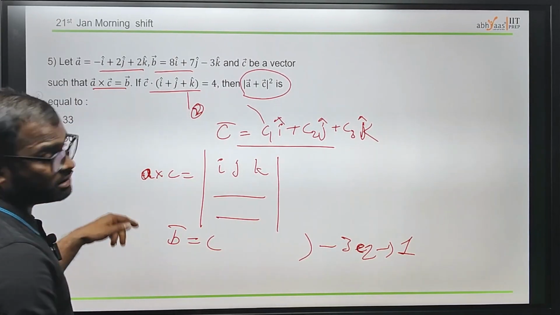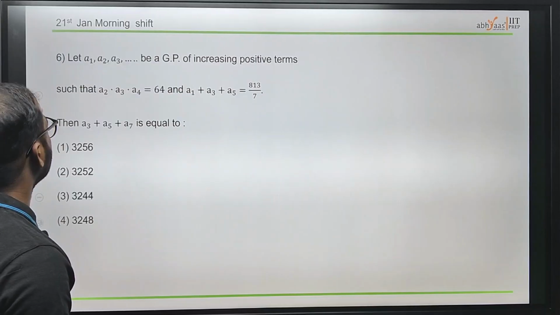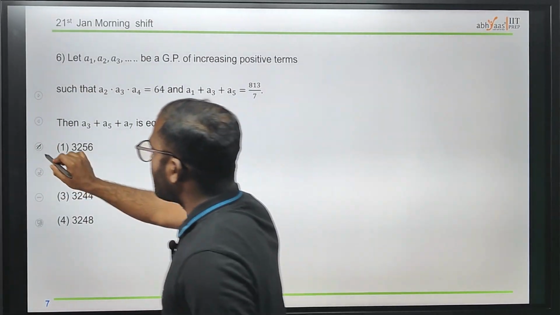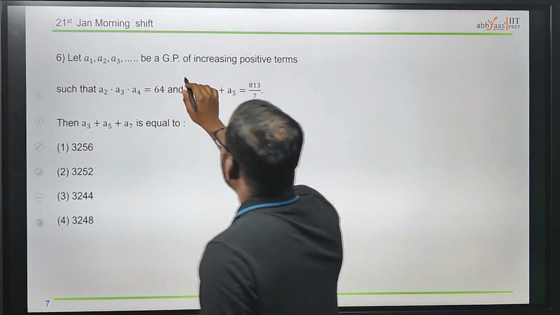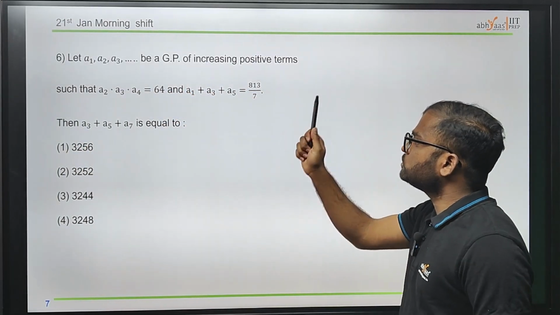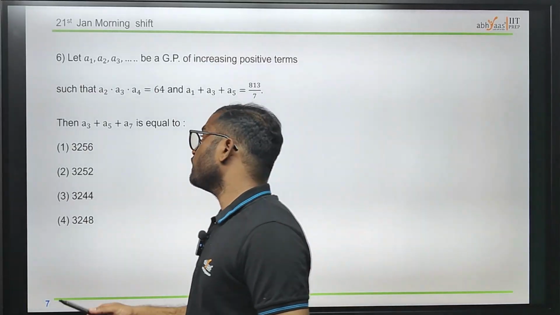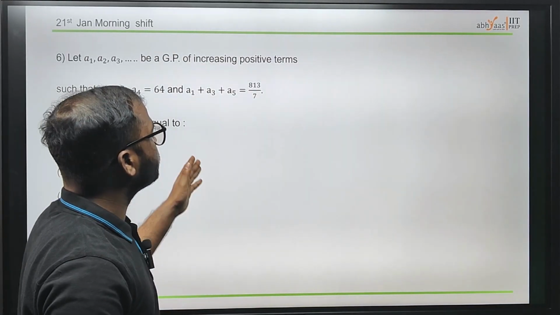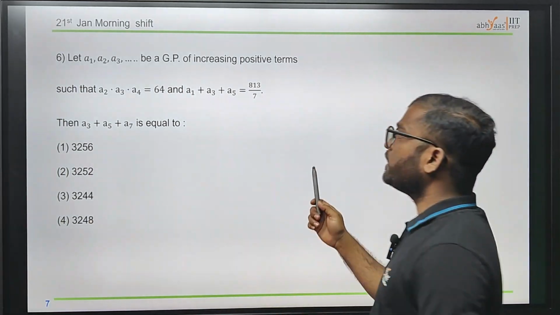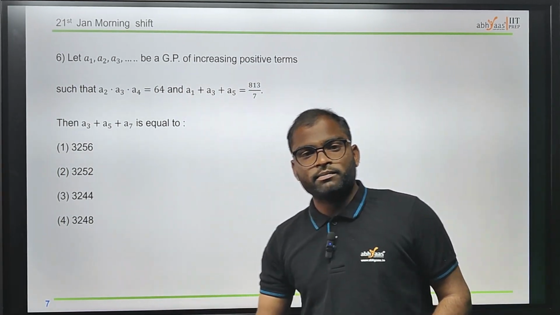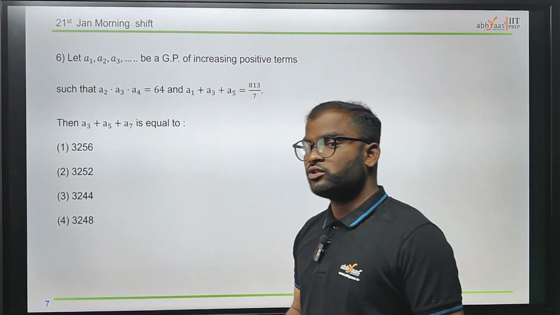Okay, let's go to another question. We have a sequence and series question. They gave a1, a2, a3 as a GP of increasing positive terms such that a2 into a3 into a4 is equal to 64, and also a1 plus a3 plus a5 is equal to 8 13 by 7. Then what is the value of a3 plus a5 plus a7? We need to find this.